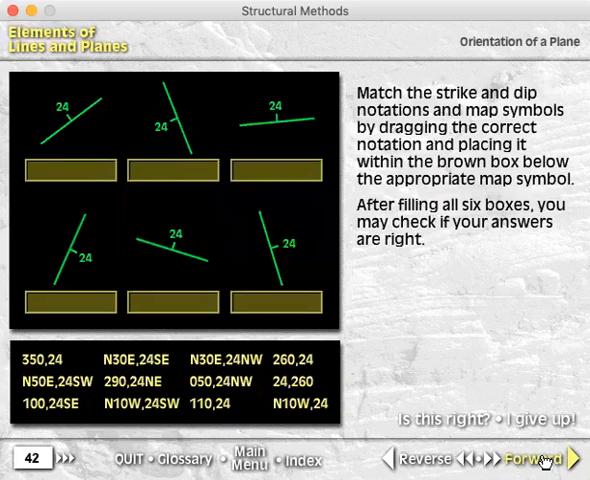Match the strike and dip notations and map symbols by dragging the correct notation and placing it in the brown box below the appropriate map symbol. After filling all 6 boxes, you may check if your answers are right. Okay, you can't drag yourself, so I'll let you stare at this for a couple minutes and see if you can figure out which one matches each symbol.